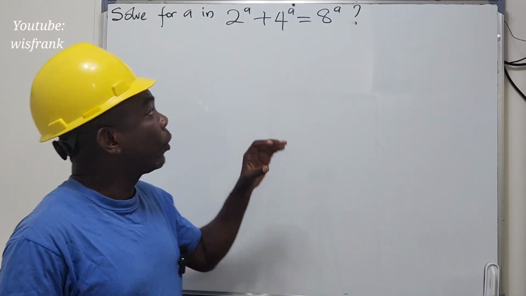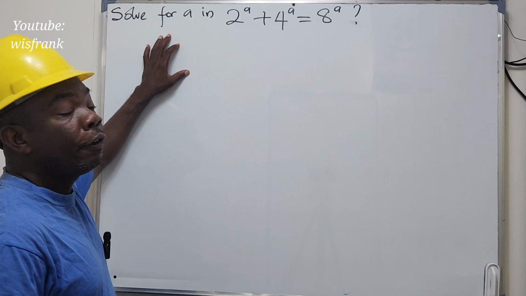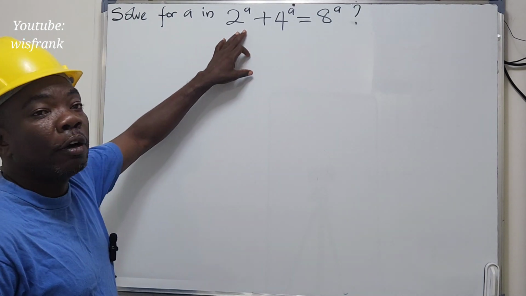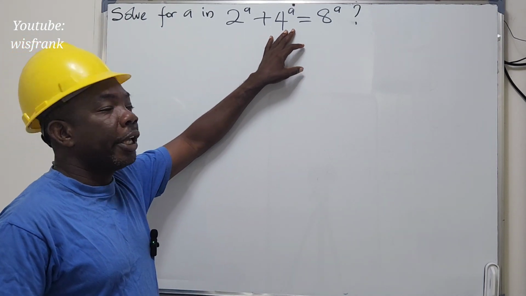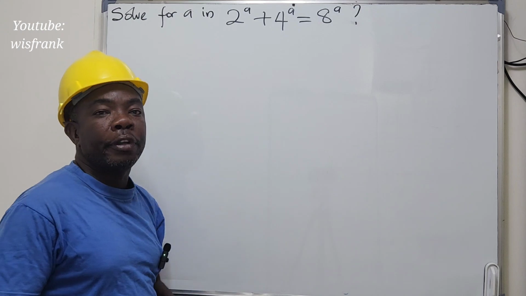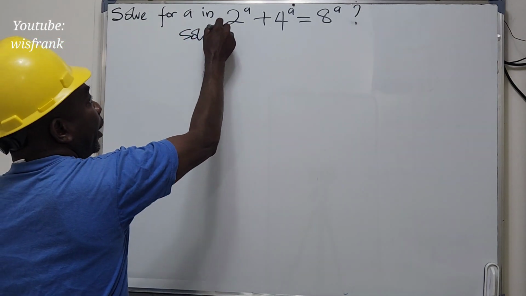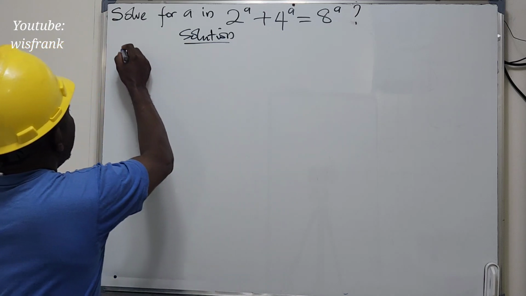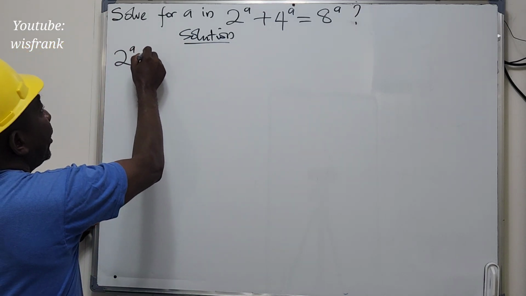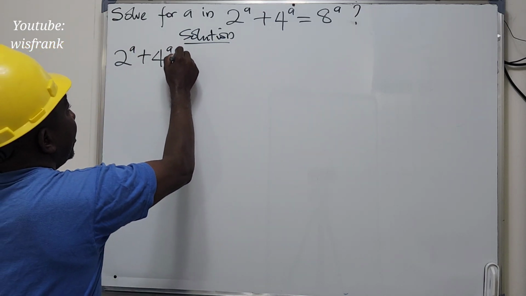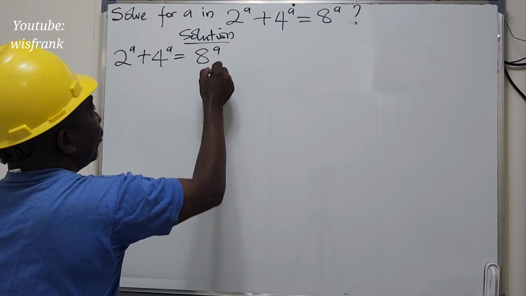For today, we are looking at this question and it says solve for a in 2 to the power of a plus 4 to the power of a equals 8 to the power of a. So we are going to evaluate this and solve for the value of a from this equation. Here we are given 2^a + 4^a = 8^a.